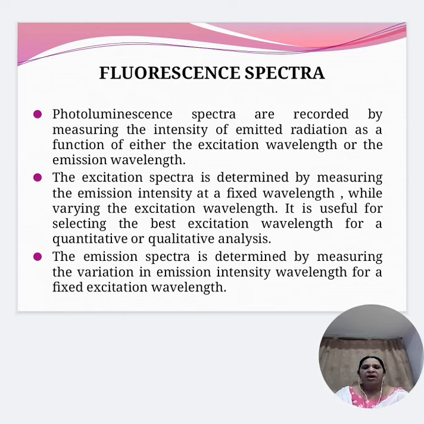Photoluminescence spectra are recorded by measuring the intensity of the emitted radiation as a function of either the excitation wavelength or the emission wavelength. The excitation spectrum is determined by measuring the emission intensity at a fixed wavelength while varying the excitation wavelength. It is useful for selecting the best excitation wavelength for qualitative and quantitative analysis. The emission spectrum is determined by measuring the variation in emission intensity with wavelength for a fixed excitation wavelength. So when measuring the excitation spectrum, you keep the emission wavelength fixed; when measuring the emission spectrum, you keep the excitation wavelength fixed.